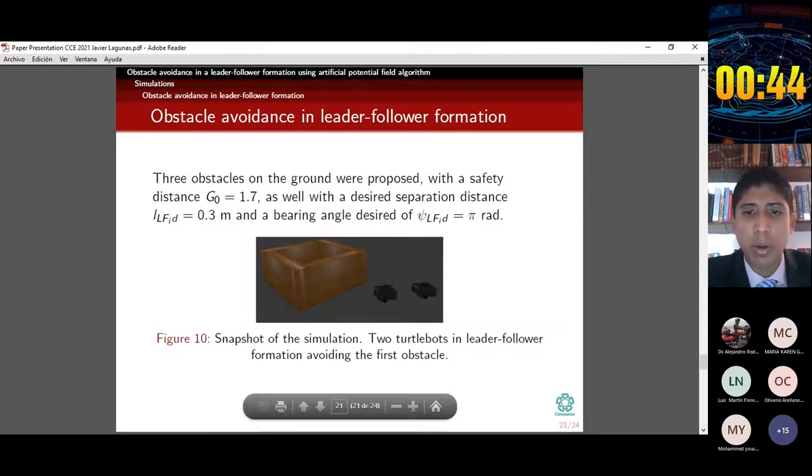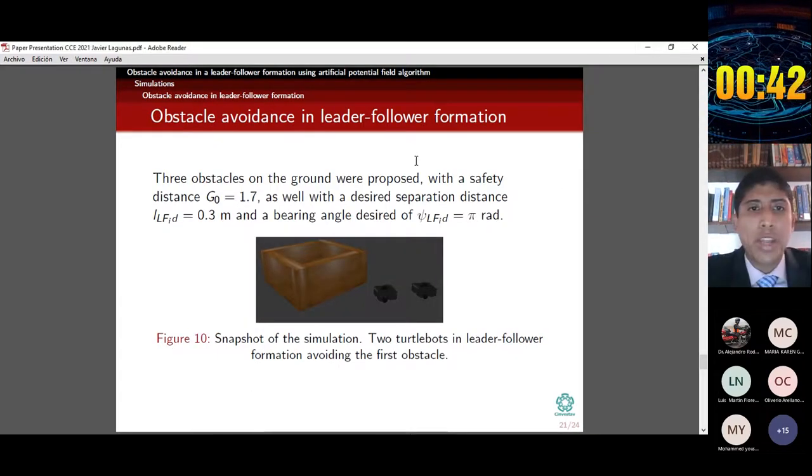For obstacle avoidance in the leader-follower formation, we have three obstacles on the ground, and we use the Gazebo platform with two TurtleBots in a leader-follower formation. We proposed a safe distance zone of 1.7, with a separation of 0.3 and a bearing angle of pi radians.